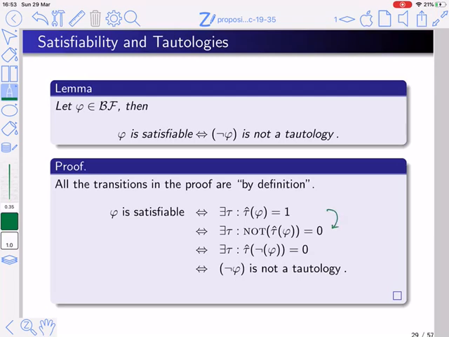Let's explain the transition from the second line to the third line. The transition from the second line to the third line is simply by the definition of tau hat. How does tau hat evaluate not of phi? It evaluates phi and then it applies the not operator. So this is by definition of eval.